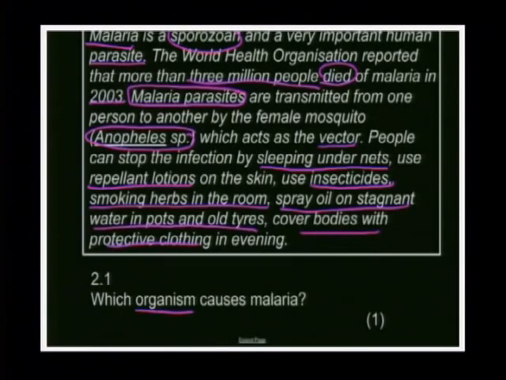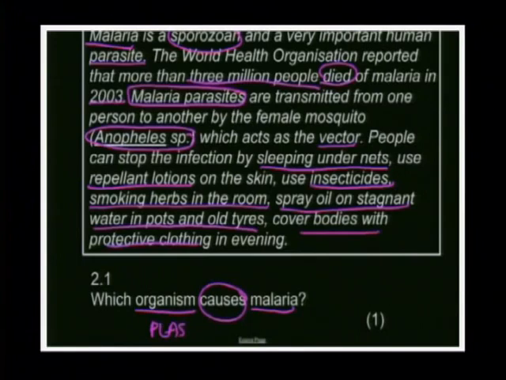Now, let's look at the kinds of questions. First of all, which organism causes malaria? Now be very careful when you answer this, because if you look at the information given in the reading study, the only organism that is named is the Anopheles mosquito. Please remember that is not the organism that causes malaria, it is the one that transfers it from one to another. The actual organism is called Plasmodium.